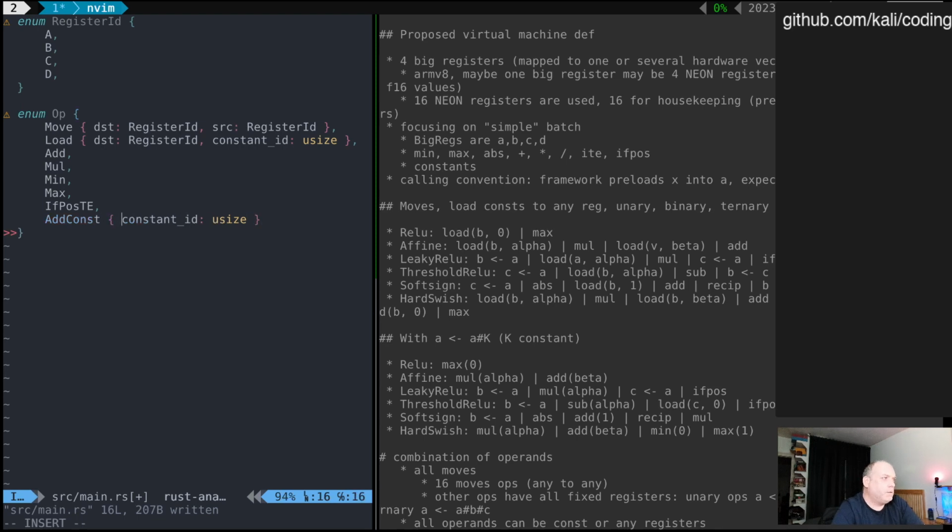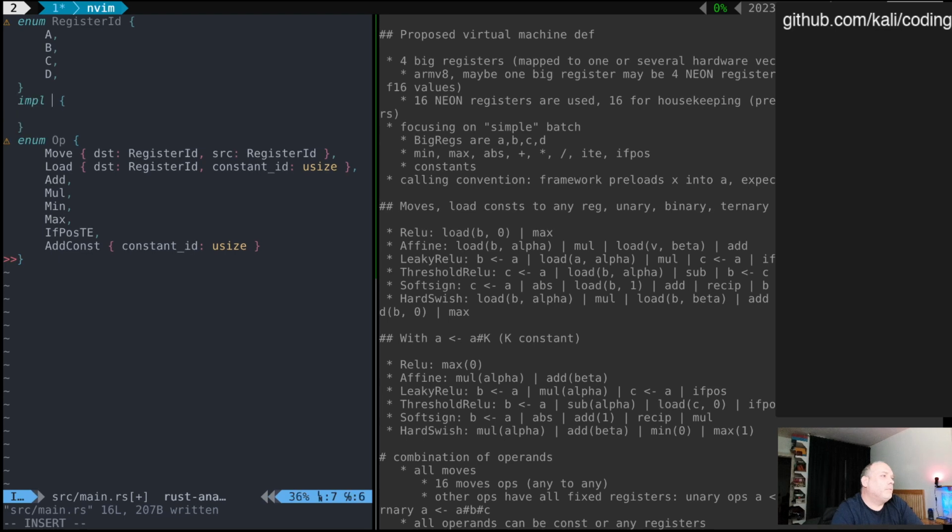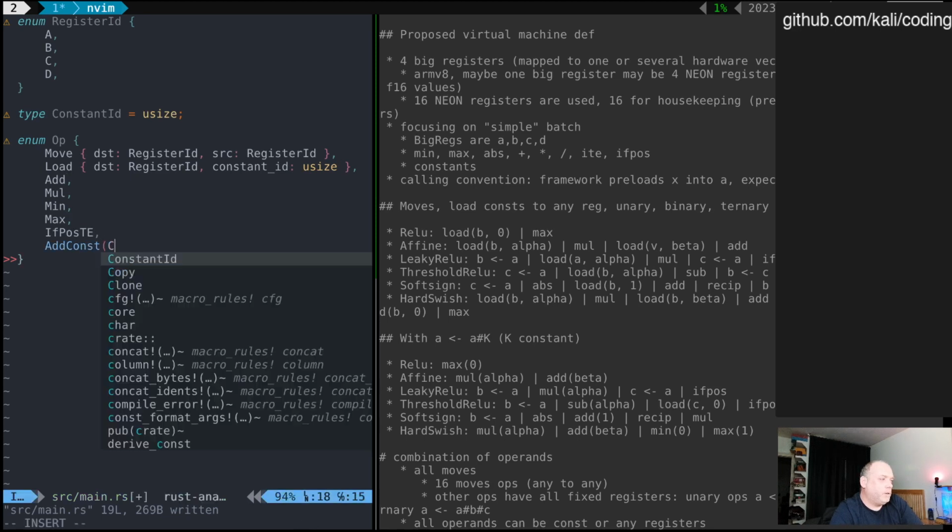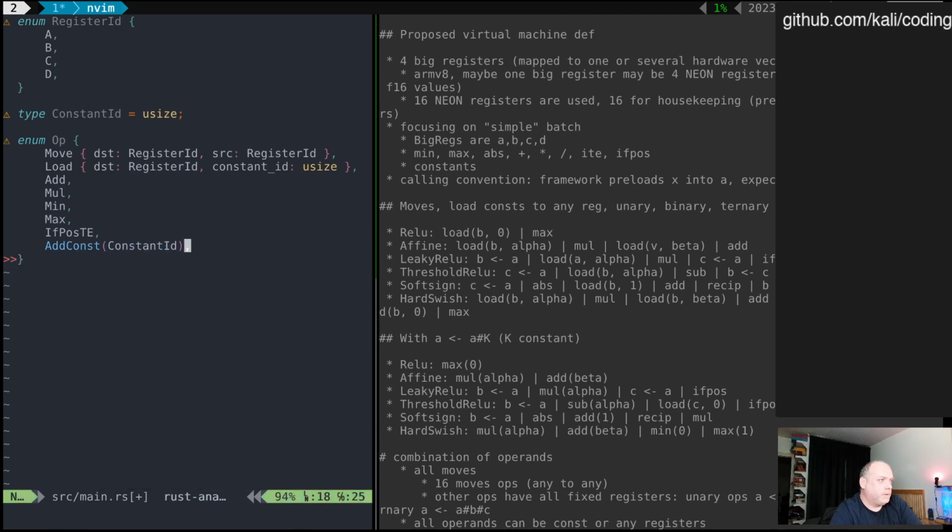I'm gonna simplify this a bit. I'm gonna define, again, what is this shortcut? I'm gonna define a type ConstantId as usize. And so this way I can make it a bit nicer, ConstantId on the add const. So add, mul, min and max. Okay.